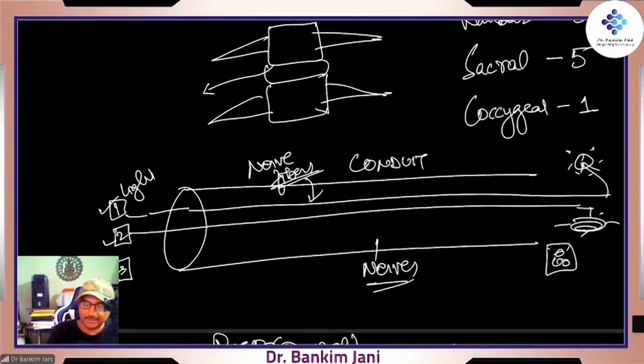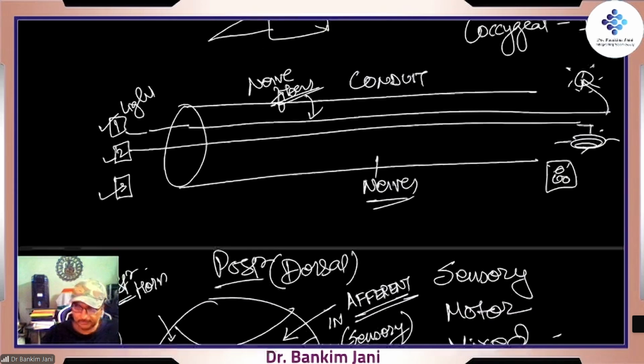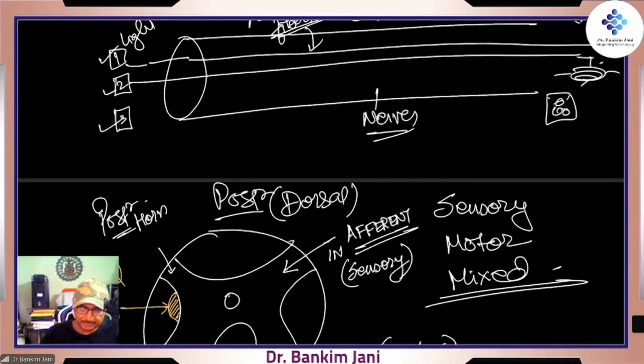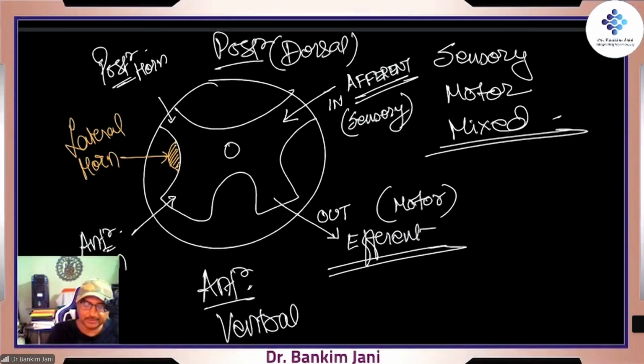These nerves come out in between the vertebrae from the spaces, and as they come out, if we take the cross section, the point to remember is that the posterior part is afferent, and the anterior part is efferent. Efferent is motor, which will go towards the muscle. Afferent is sensory.